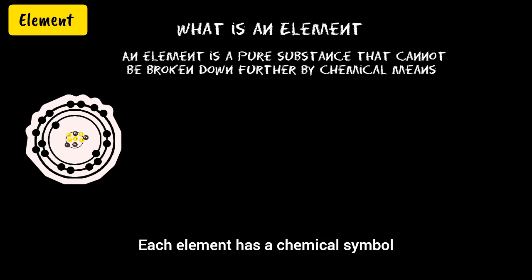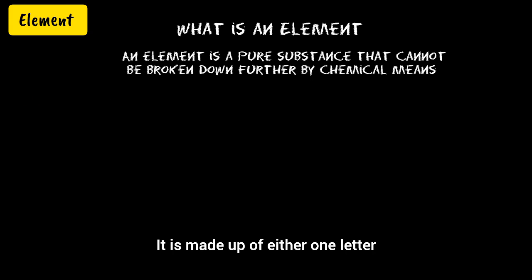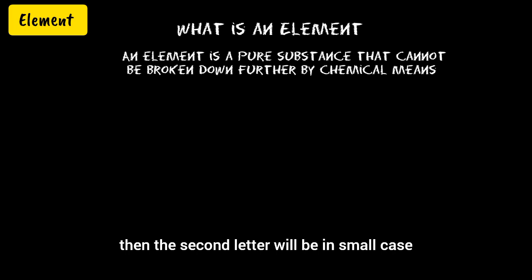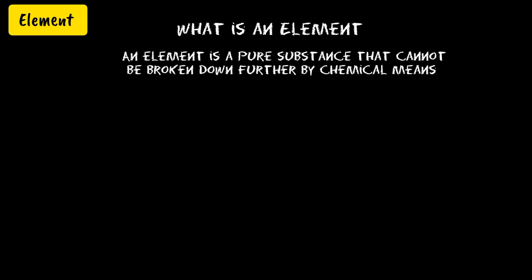Each element has a chemical symbol. It is made up of either one letter or two letters. If a symbol contains one letter, it will be a capital letter. If it contains two, then the second letter will be in small case. It will be a small letter.